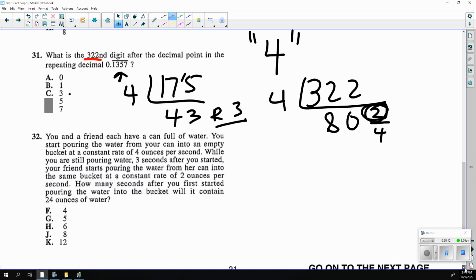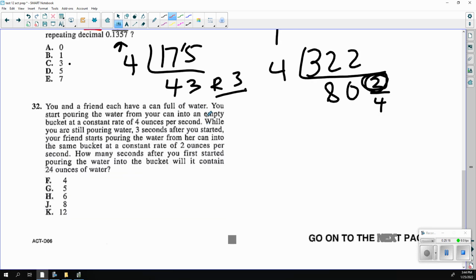What's this? You and a friend are filling a can at the rate of 4 ounces per second. While you are still pouring, your friend starts pouring water from her can at 2 ounces per second. So how long after it first started will the can contain 24 ounces of water? I'm just going to count that out.